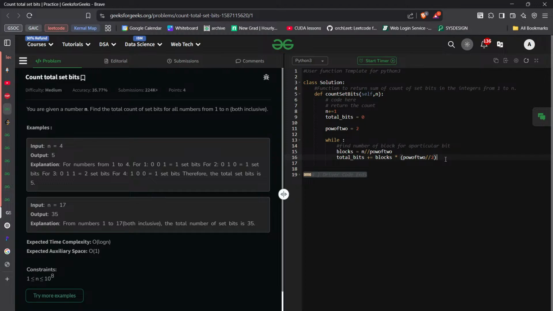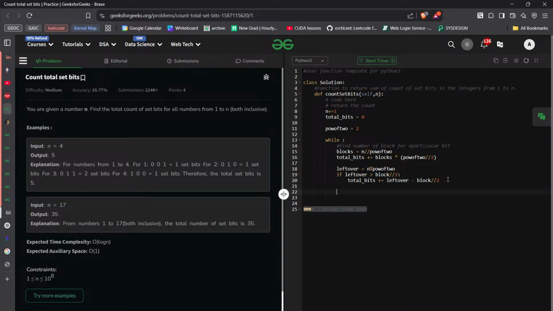After finding the total of bits by the blocks, I'll find leftovers is equal to n modulo power of 2. So after doing this, I'll find leftover. So if leftover is greater than half of my block size, if it's greater than half the block size, then I'll add total bits plus equals to leftover minus later half of the block size.